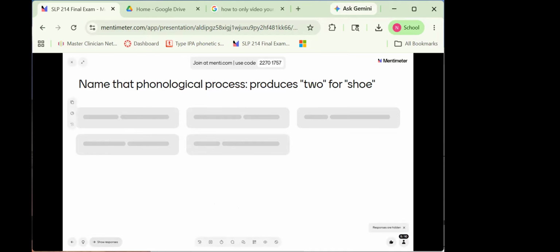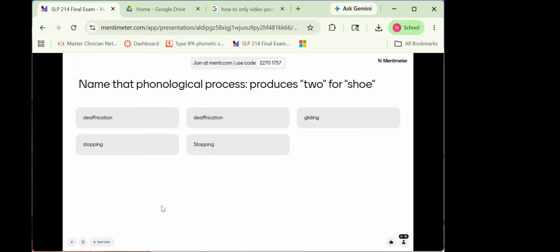Okay, let's look at our responses. Stopping. Yep, this is stopping. So they're producing two for shoe. Think about deaffrication. We're talking about deaffrication. It would be more of your sh for ch, not taking a.